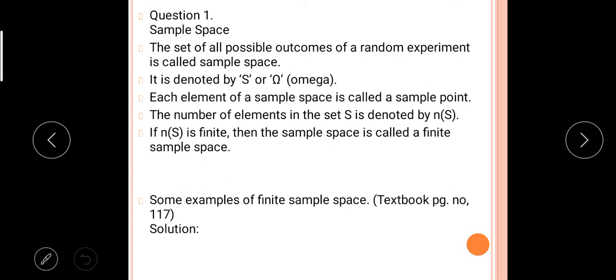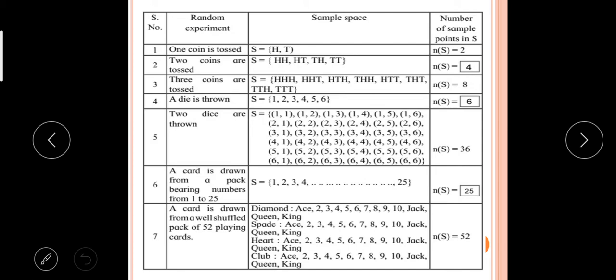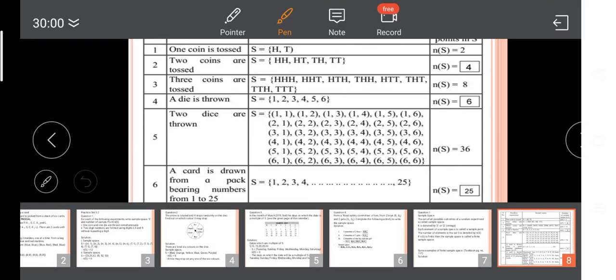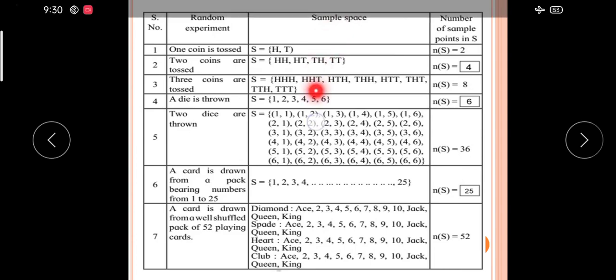Now see, this is the next: sample space, the set of all possible outcomes of a random experiment. It is denoted by S or omega sign. Each element of a sample space is called a sample point. The number of elements in the sample space is denoted by n of s. And if n of s is finite, means countable, then the sample space is called a finite sample space. All of you know, in the books it is already given that these are the random experiments, these are the sample space and this is n of s.